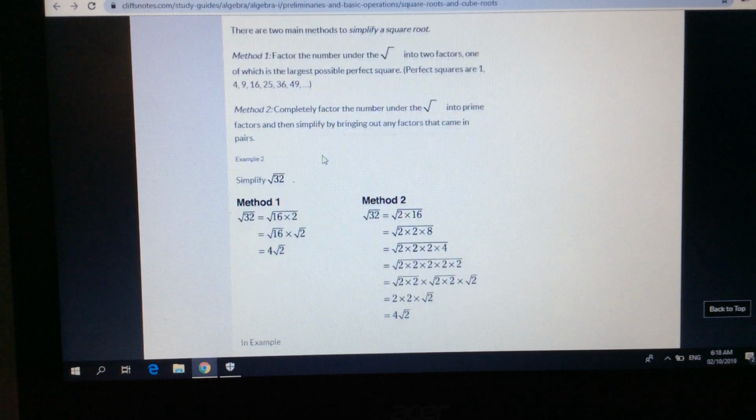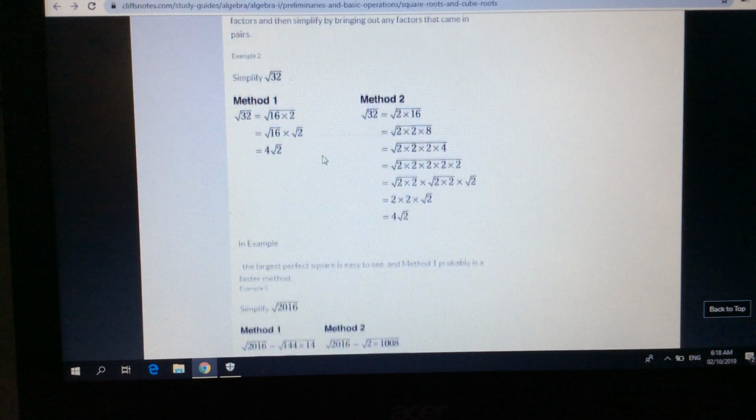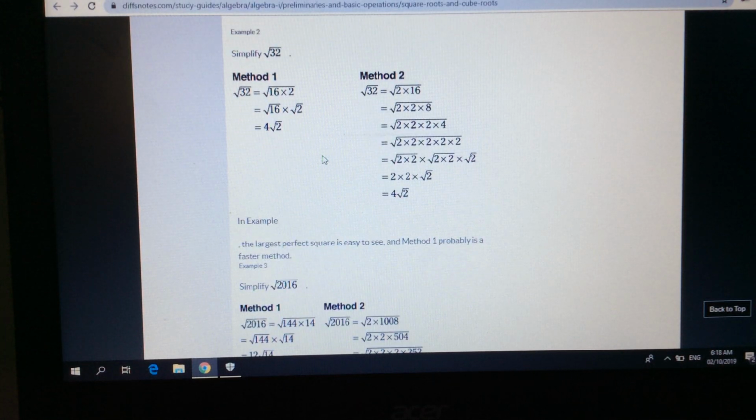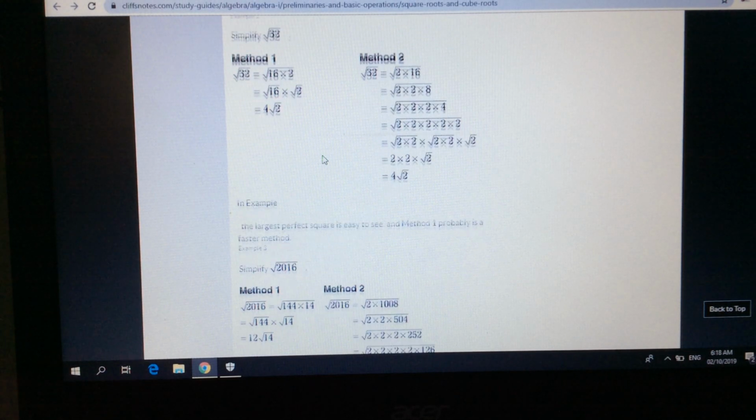So first method, factor the number under the square root into 2 factors, one of which is the largest possible perfect square. In method 2, completely factor the number under the square root into prime factors and then simplify by bringing out any factors that come in pairs. So, for example, here are some examples.